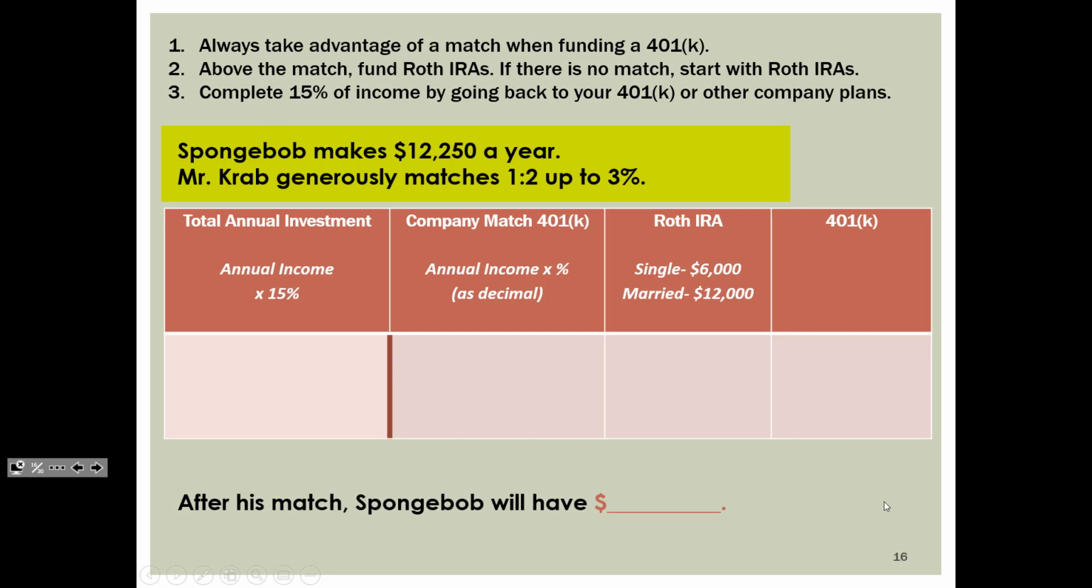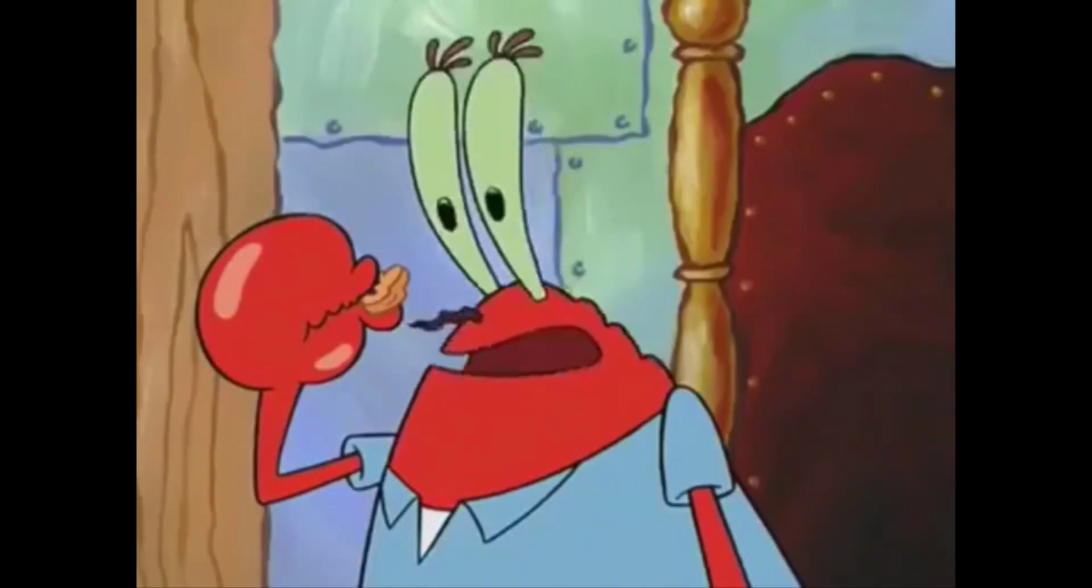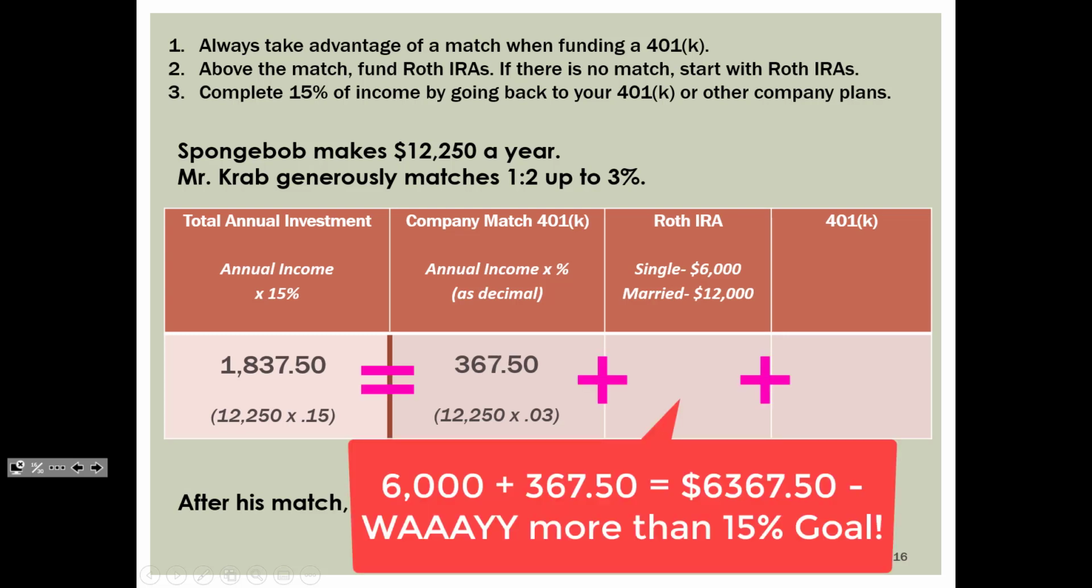Next up, we've got SpongeBob and Mr. Crab. So we'll take SpongeBob's $12,250, multiply it by his 15%. He is trying to earn $1,837.50. Mr. Crab is matching up to 3%, so we'll multiply his income times 0.03, and SpongeBob's going to get that free amount of a match. Next, SpongeBob is single, so we should put in $6,000. Wait a second. If you put $6,000 into SpongeBob's Roth IRA, he's going to have $6,367.50. He does not need that much.